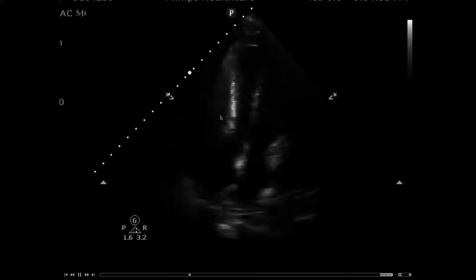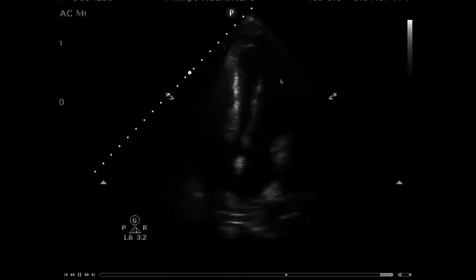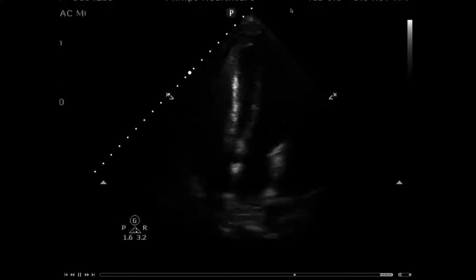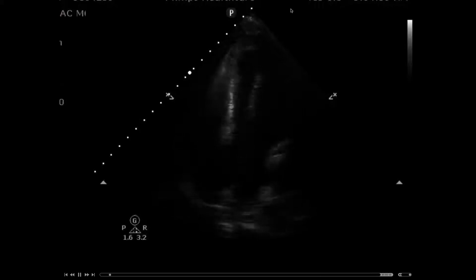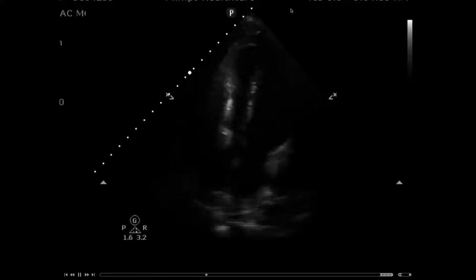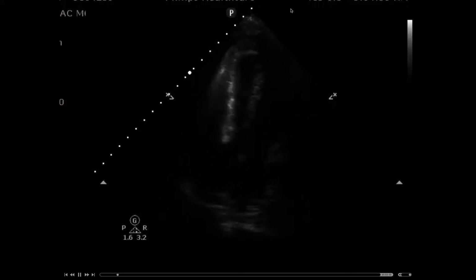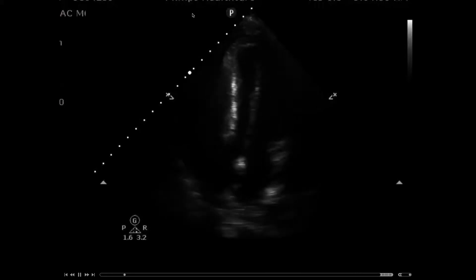This is the apical four-chamber view with the LA, LV, RA, and RV. You see the circumferential pericardial effusion, but what's remarkable about this view is that you see diastolic collapse of the right side of the heart as well as the left side of the heart, which is concerning for evidence of cardiac tamponade.